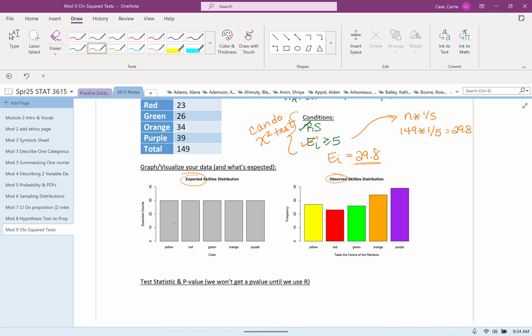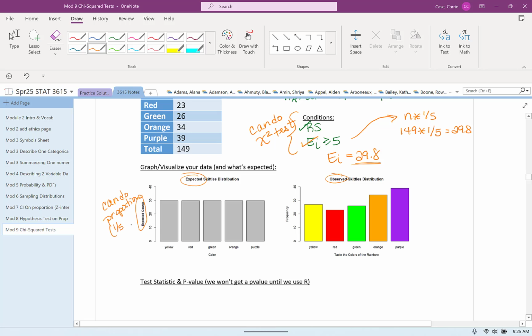And so when you look at the graph on the left, we expect each of the colors to have the same height bar. When we look at our sample, they clearly do not have the same height bars. The question is, are these bars far enough apart that you can assume or show that the population is not 1/5 for each color? By the way, I did expected counts on my y-axis. You can do proportions here.